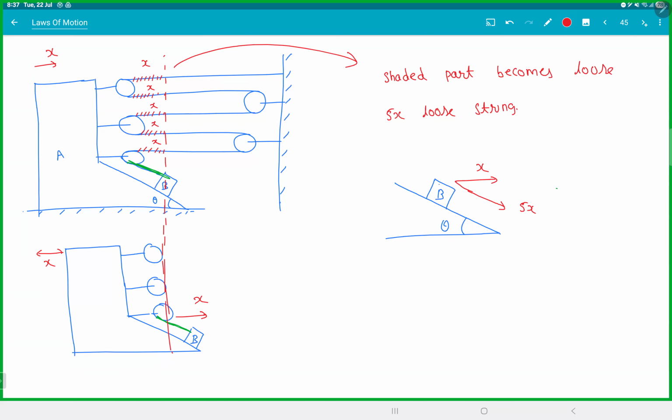B is going in two directions. It is going forward because it is in contact, and it is also sliding down the incline. And this angle is theta. So if you resolve this into components, the velocities are u and 5u at angle theta. So the velocity of B will be (u + 5u cos theta) i cap. It's also going down by 5u sin theta j cap.